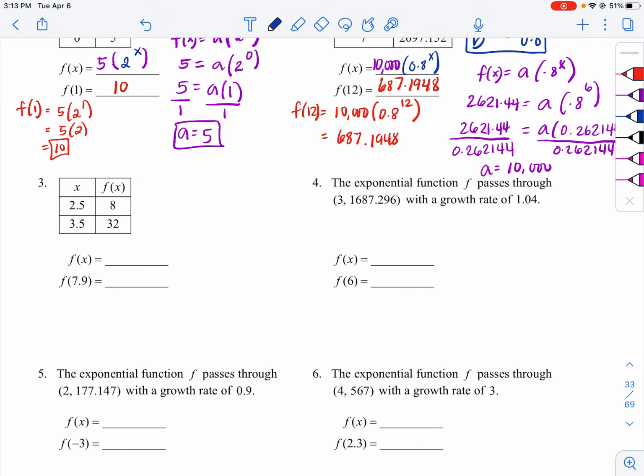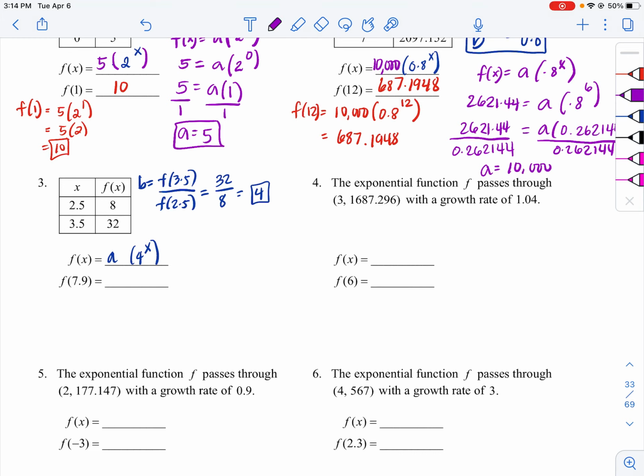Again, same scenario. We are going to get the b. So that's f of 3.5, 3.5 on the top because 3.5 is bigger than 2.5. The y of 3.5 is 32 divided by 8. 32 divided by 8 is 4. So I'm going to have a times 4 to the power of x. Okay. Now that we have our b value, we are going to solve for our a value.